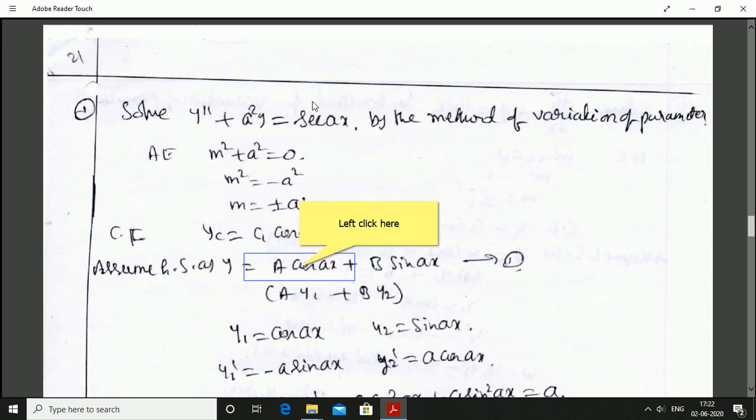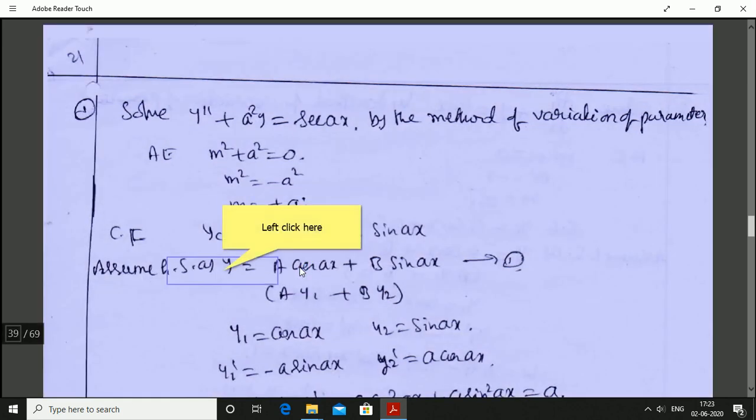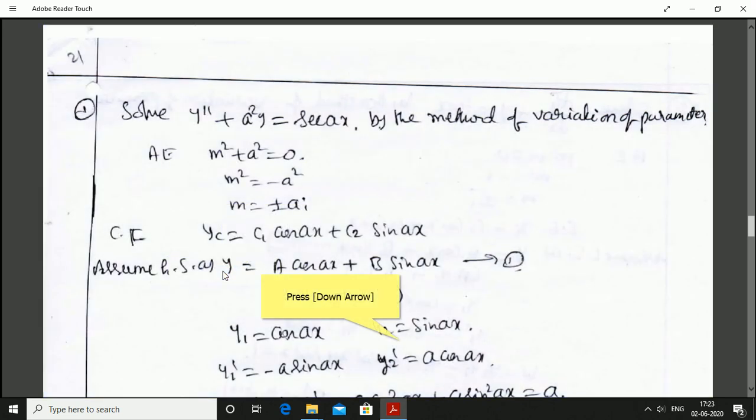After writing the complementary function, we need to assume the general solution just by varying the parameters c1 and c2 by functions of x, a and b. Assume the general solution as y = a cos ax + b sin ax. Call it equation 1. The assumed solution is of the form a y1 + b y2, so y1 = cos ax and y2 = sin ax.